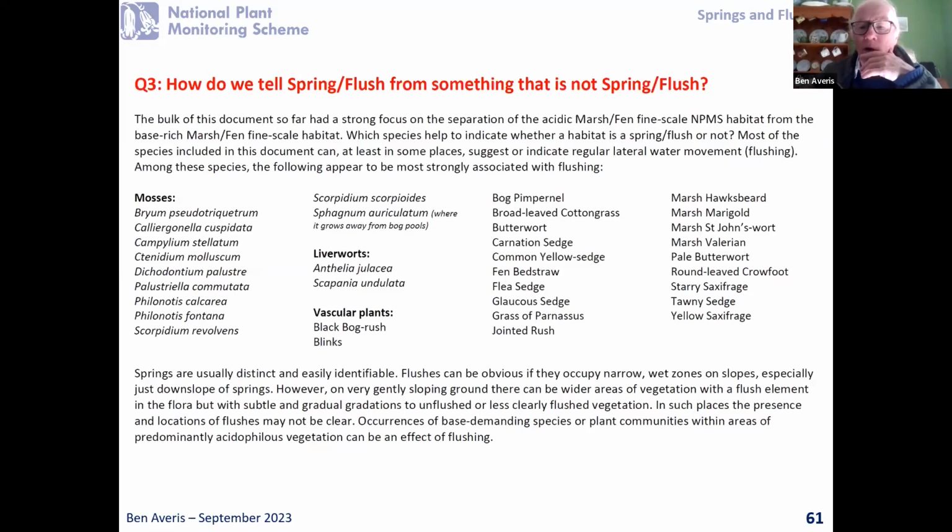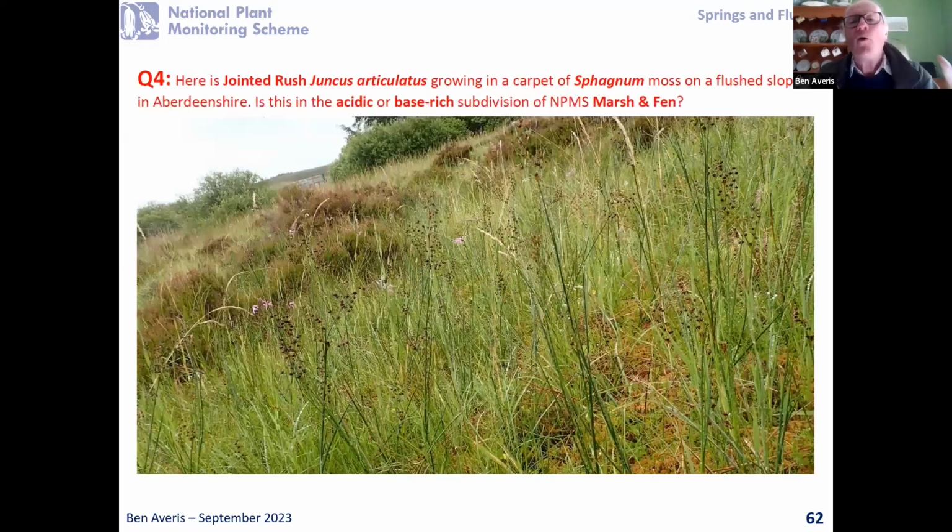Okay, let's go on to, I've got one question. In most of these I've actually put some questions, but I've only done this one here, so as not to slow us down too much. If you had, as in this photo, some jointed rush, which is a species found mainly on neutral to base-rich soils, growing in a carpet of sphagnum on a flushed slope, are we going to put that in the acid or the base-rich subdivision of NPMS marsh and fen?